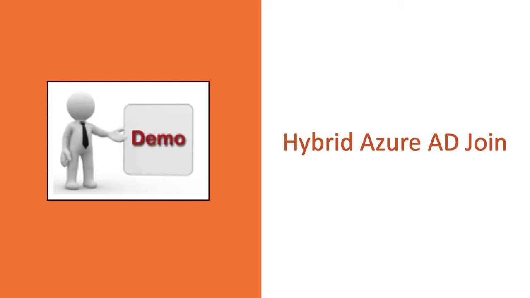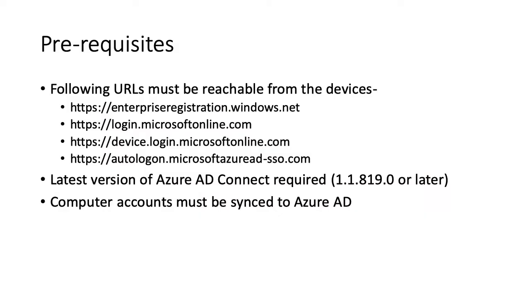There are some prerequisites that you have to meet before you can join any machine to Hybrid Azure AD. First of all, these URLs must be accessible from the devices which you will be hybrid joining, and if you are using any proxy for internet, you have to make sure that these URLs are allowed. Also, you must have the latest version of Azure AD Connect, this version or later is required, so you can configure the hybrid Azure AD join in Azure AD Connect, and it will configure the service connection point in the Active Directory for you.